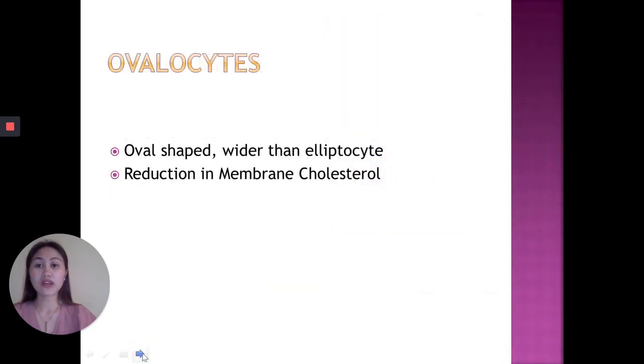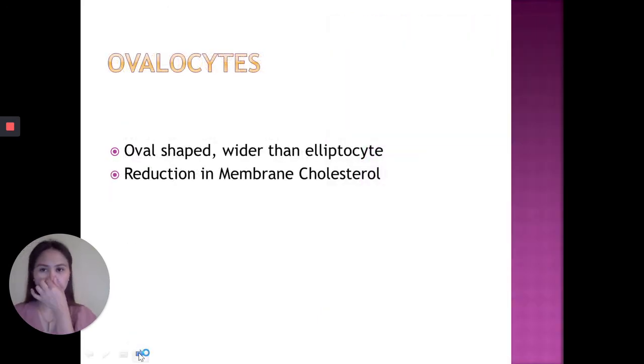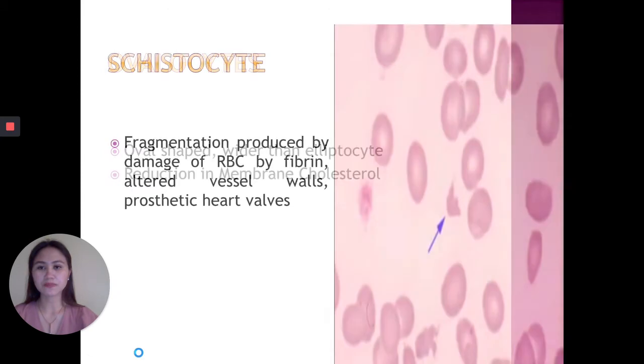Next, ovalocyte. As you can see here, this is your elliptocyte. For sure, the ovalocyte is wider compared to the elliptocyte. It's an oval-shaped RBC, wider than elliptocyte, and the cause of this is reduction in membrane cholesterol.